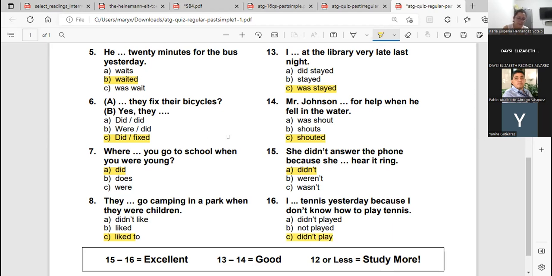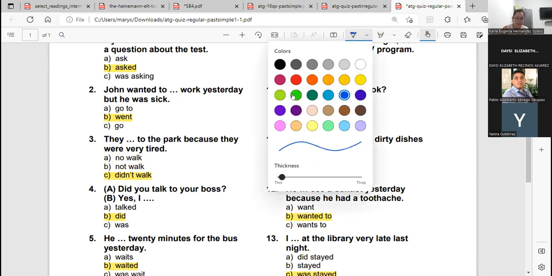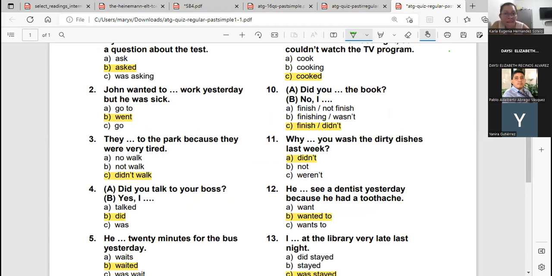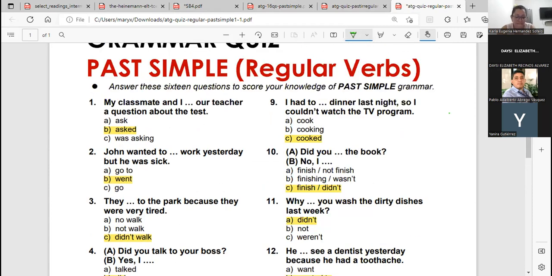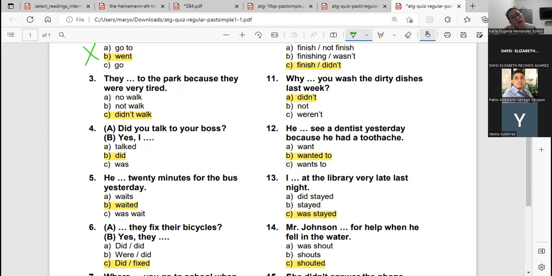Now, let's go ahead and check, okay? These are the answers that you are giving me right now, right? I'm just gonna put here the ones that are correct. Number one, my classmate asked, correct? John wanted to, went to work, incorrect. They didn't walk to the park. Very good. This is correct.